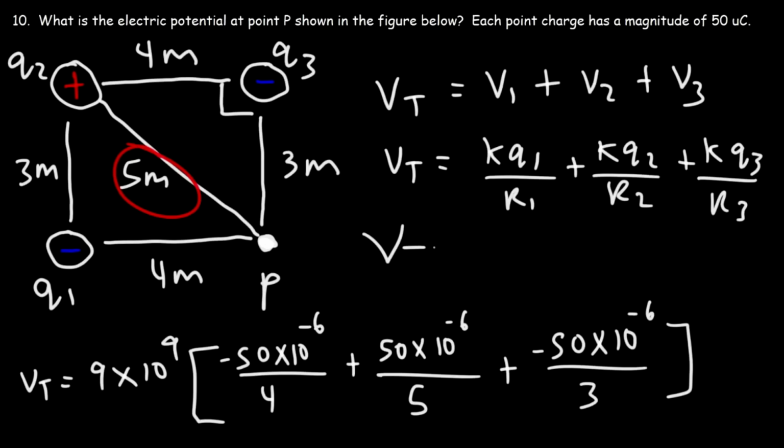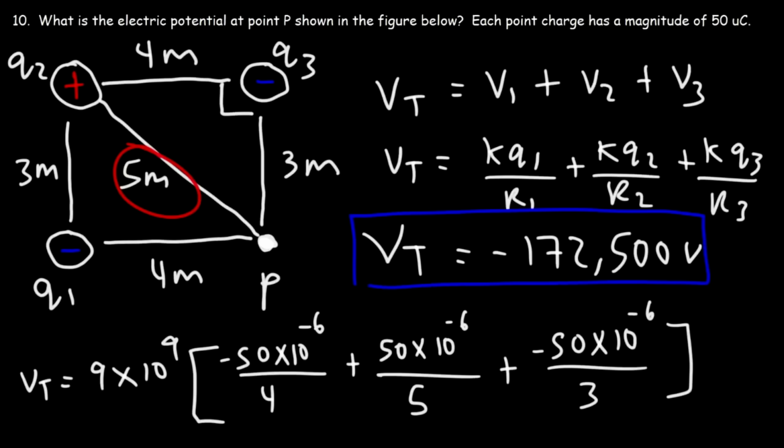So you should get negative 172,500 volts. So we could see why the potential is negative. It's due to the two negative charges. The two negative charges are a lot closer than the positive charge is to point P. So the fact that we have more negative charges than the positive charge and the fact that those negative charges are closer to point P gave us a negative potential at point P.